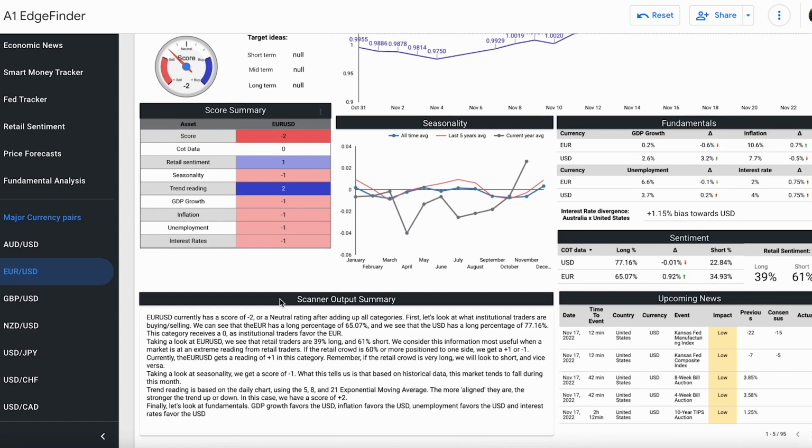I should mention that our scanner output summary gives a written summary of why we score these things the way that we do. So if you'd like to know why COT data is coming out to a neutral score and why retail sentiment is coming out to a plus score, read up down here on why we score the things the way that we do.